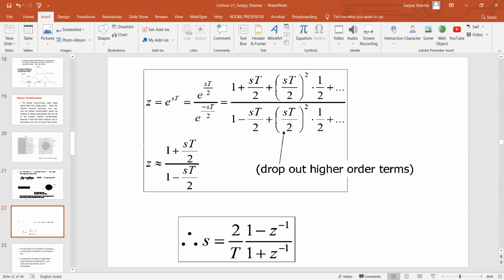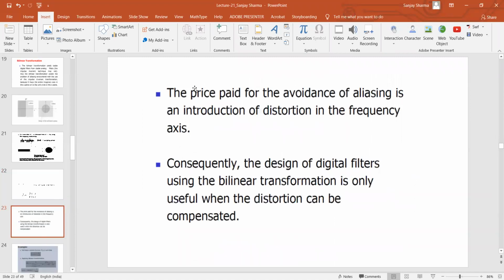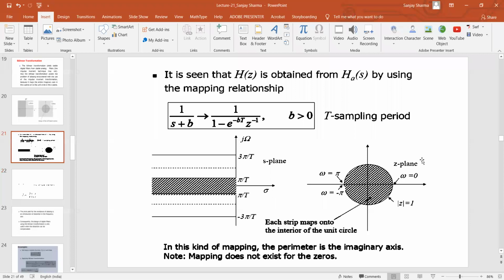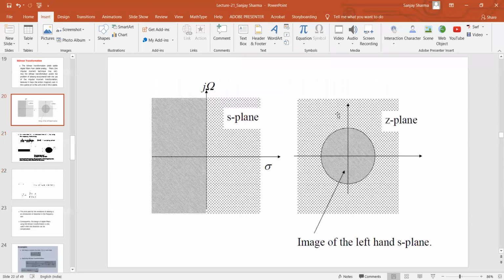This is the bilinear transformation. S is equal to 2 by T, (1 minus z to the power minus 1) divided by (1 plus z to the power minus 1). Now, the aliasing is avoided definitely because the complete j omega axis will be mapped inside the unit circle.